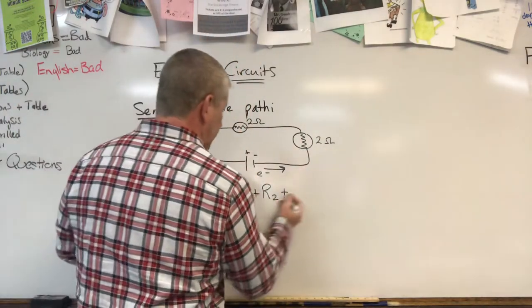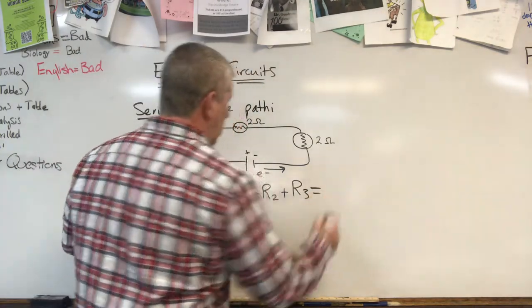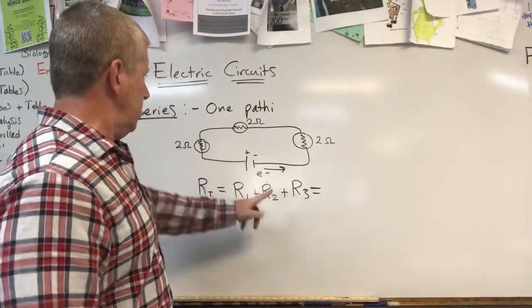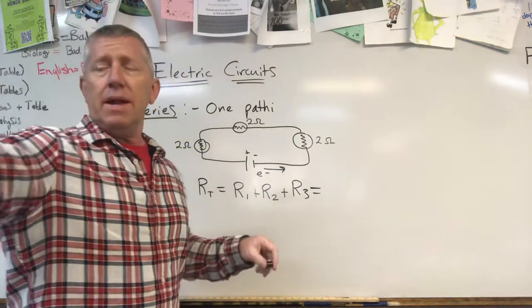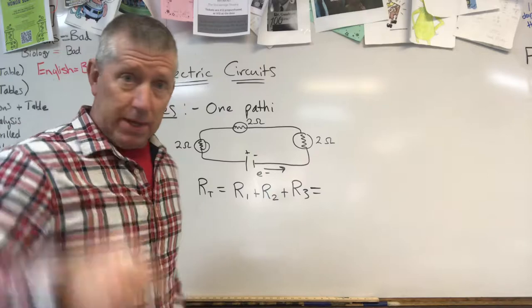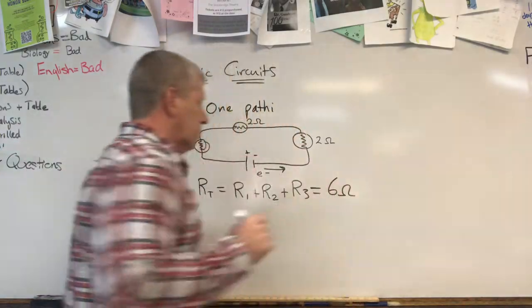Yeah. So R1 plus R2 plus R3. If we want to get the total resistance, we just go, okay, 2 plus 2 plus 2. Anybody got a calculator? All right, what do you got? Billy, you got it? I got it, yeah, it's 6. Okay, thank you, Billy. So 6 ohms would be my total resistance.